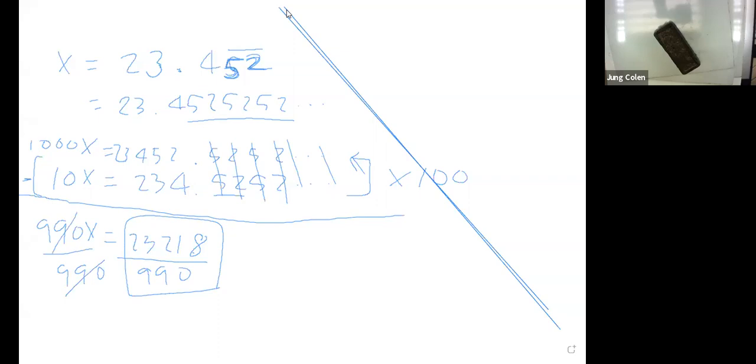Both are divisible by what? Both are even numbers. Start from 2. If you cannot find the common divisor right away, what's half of 23,218? 11,609. And half of 990? 495. Okay, so that's it, right? This is divisible by 5. This is not. I didn't try anything else.